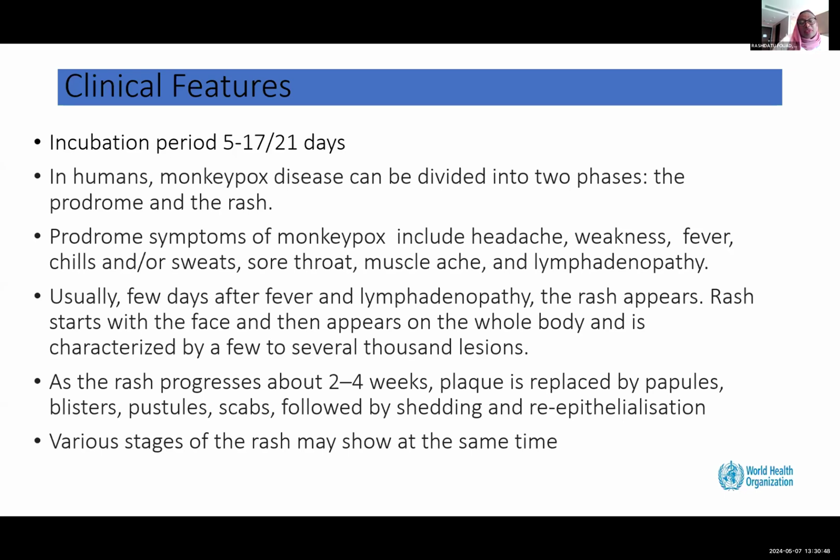And then as the rash progresses, about 2 to 4 weeks, you'll have the plaque, which will be replaced by the papules. This plaque could also be referred to as the macules. Those are flat lesions. And then you'd have your papules, you'd have blisters, and then pustules. And then you'd have scabs. Eventually, you'd have shedding, and then re-epithelialization of your skin. And in people with this infection, you could see the various stages of the rash. That is, you could see macules, you could see papules. You can see different forms of the rash at the same time.